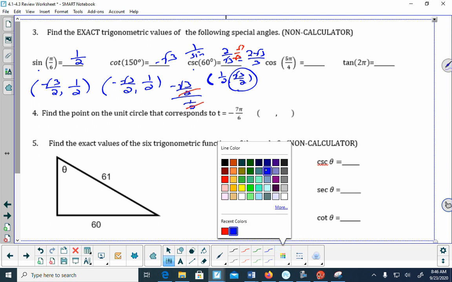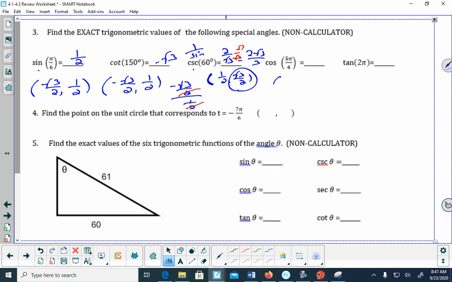Now to do the cosine of 5 pi over 4, the ordered pair for 5 pi over 4 is negative square root of 2 over 2, negative square root of 2 over 2. The cosine is the x value, so negative square root of 2 over 2. Of 2 pi, the ordered pair that goes with 2 pi is 1, 0. Tangent is the sine over the cosine. So in this case, that would be 0 over 1. Well, that will just end up being 0.